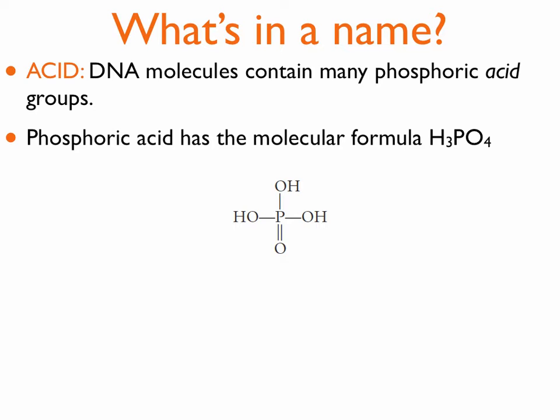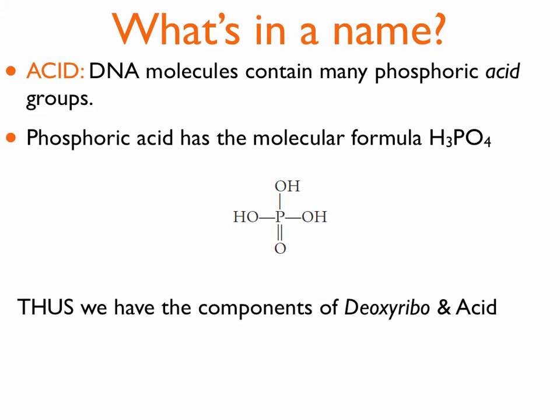Now, we're going to deal with the acid part of DNA. DNA molecules contain many phosphoric acid groups. Phosphoric acid you're familiar with is H3PO4, and there's a structural representation that you wouldn't be so familiar with. Phosphate is in the center, you've got 3 hydroxide groups around the outside, and a doubly bonded oxygen. If you count up your atoms, you have 3 hydrogens, 1 phosphorus, and 4 oxygens, so you have phosphoric acid. You'd remember from our second unit that phosphoric acid is an extremely weak acid. It does not ionize completely.